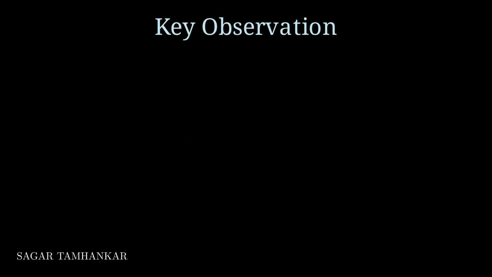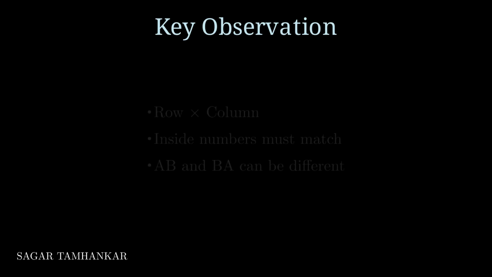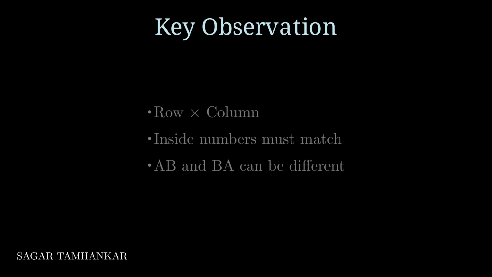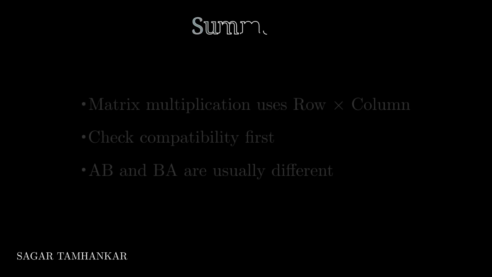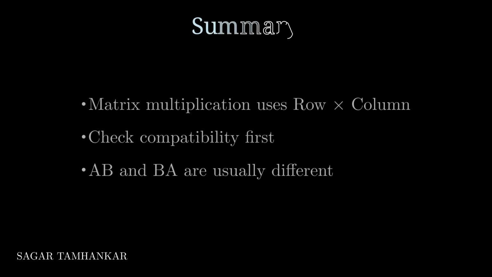Remember these 3 important ideas. Matrix multiplication means row multiplied by column, compatibility is essential, and AB need not equal BA. In this lesson, we learnt the meaning of matrix multiplication. We also learnt compatibility and discovered that matrix multiplication is not commutative.